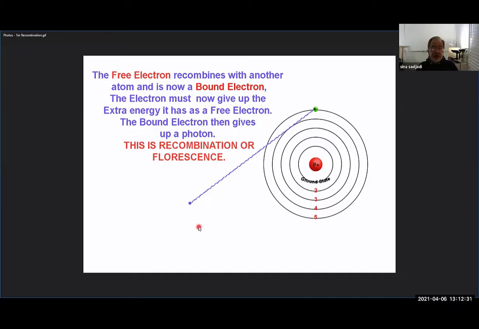Another example will be your fluorescent light bulb. In your fluorescent light bulb, there's a lot of atoms. You pour in a whole bunch of electrons in there. How? You connect the fluorescent light bulb into electricity. The electrons will then combine with the atoms in the tube. When they do, they have to give up the energy that they had as a free electron before they became bound electrons. And that's called fluorescence or recombination.